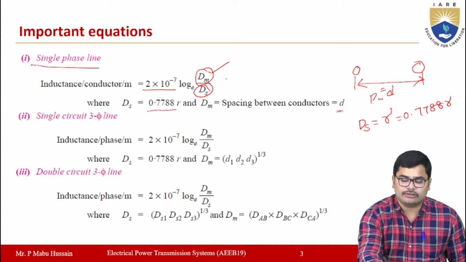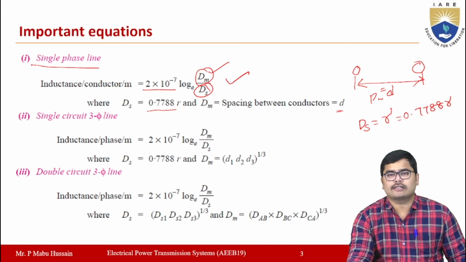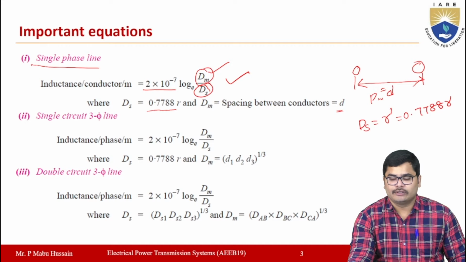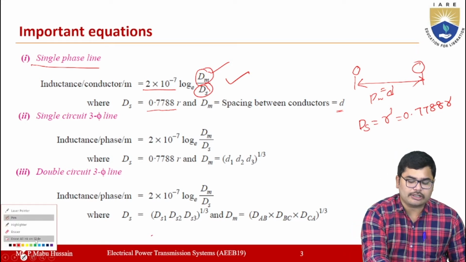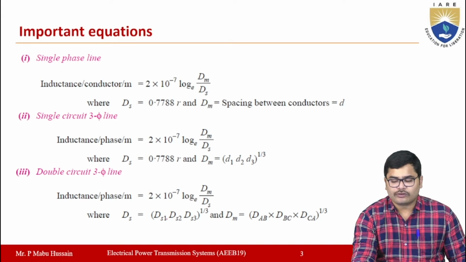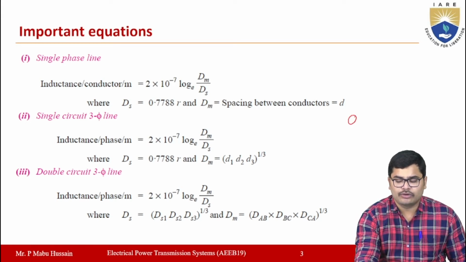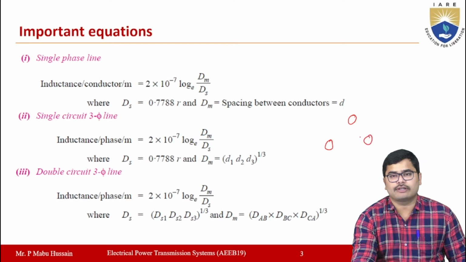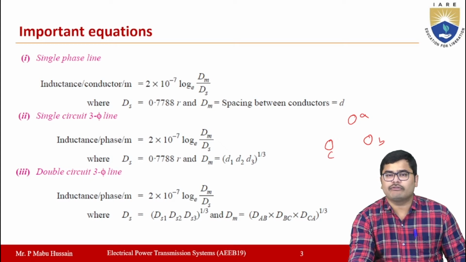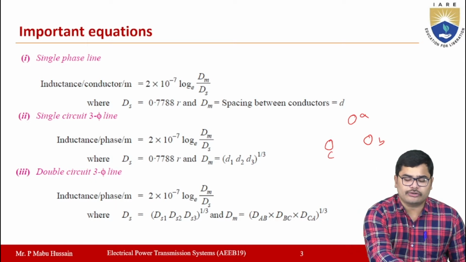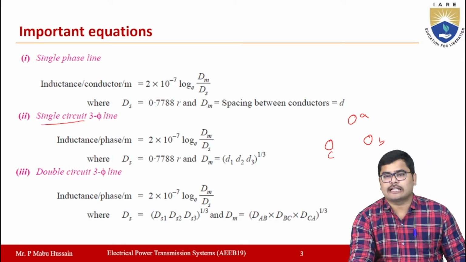So this is the equation for calculating the inductance of a single phase transmission line for each conductor and per meter length. In a similar way, a single circuit three-phase transmission line has only one set of three phases, A, B, C. This is one set of three phases, and such a transmission line is called a single circuit three-phase transmission line system.